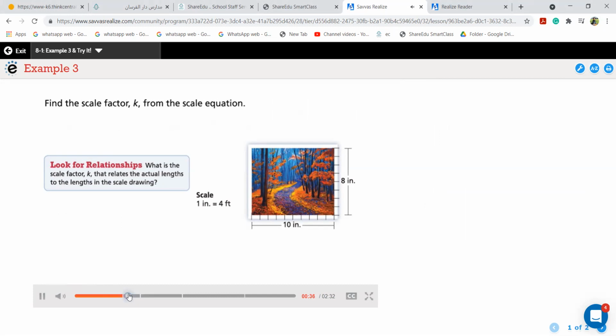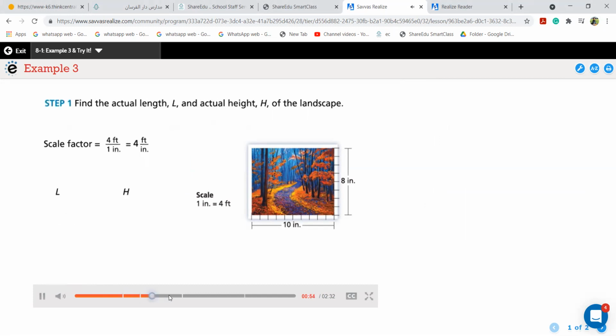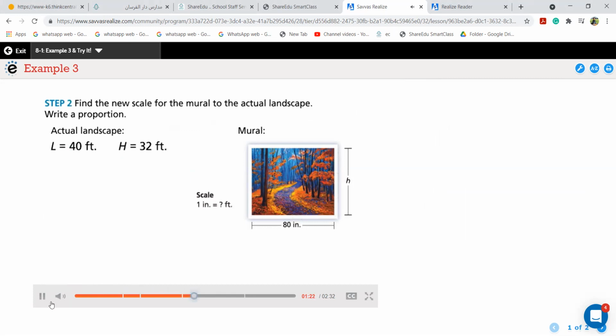L is 8 inches. Write a proportion to find the scale factor. I have explained how I got 40. I multiplied by 4. And I told you how I got the height. I multiplied 8 again by 4 and got 32. Now, what did they ask? They want the length to be 80 inches.